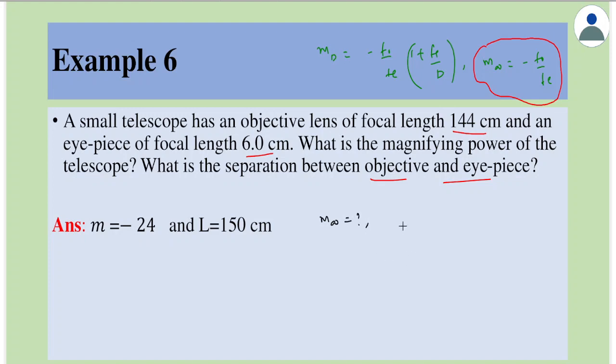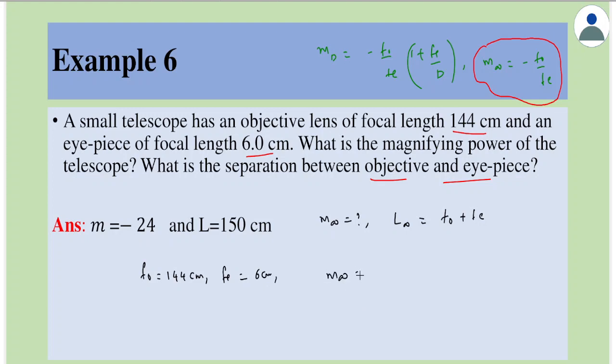The second thing is the separation between the objective and eyepiece. We saw in theory classes that when the image is formed at infinity, then the length of the tube, which is the distance between the objective and eyepiece, is given as f0 plus fe. So let's find them one by one. Here f0 is given as 144 centimeter and fe is given as 6 centimeter.